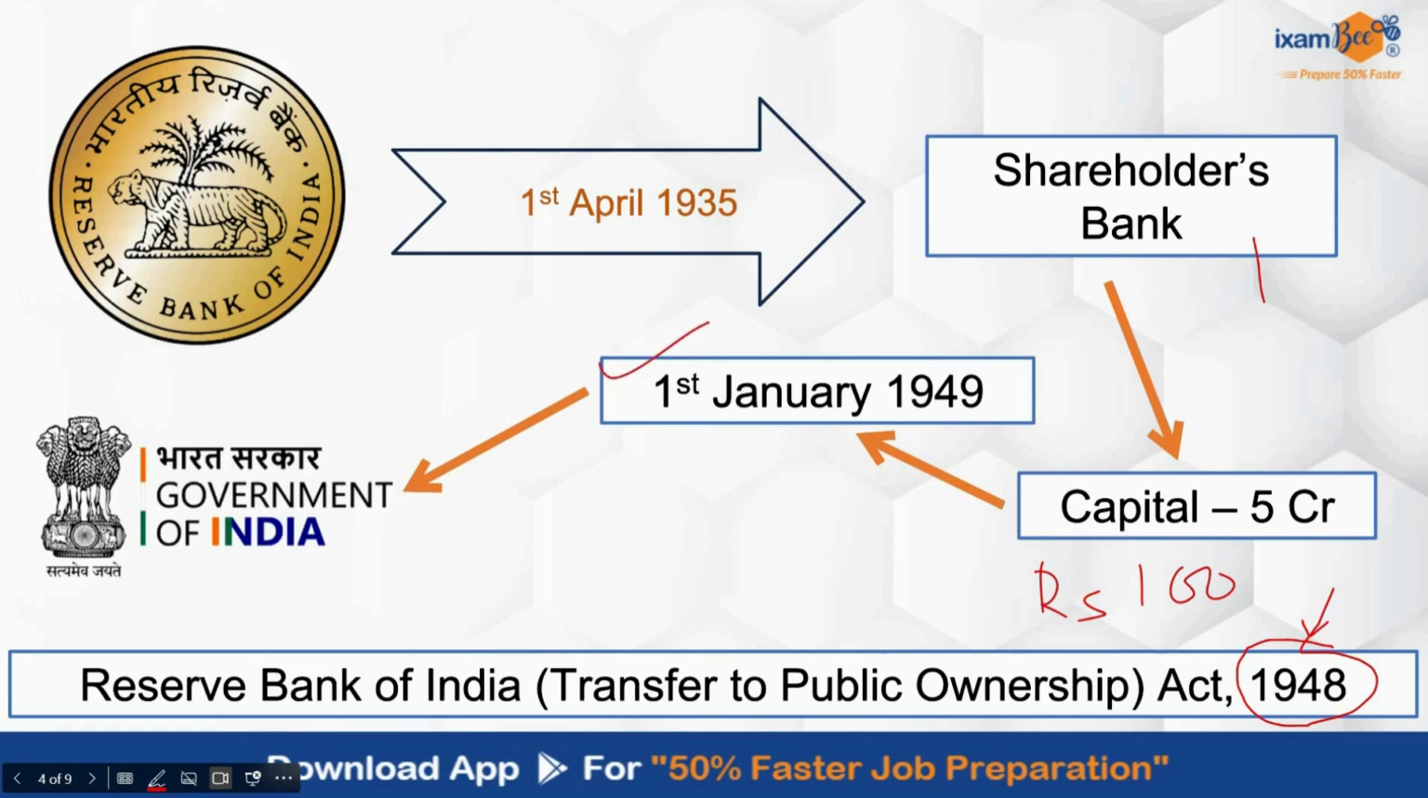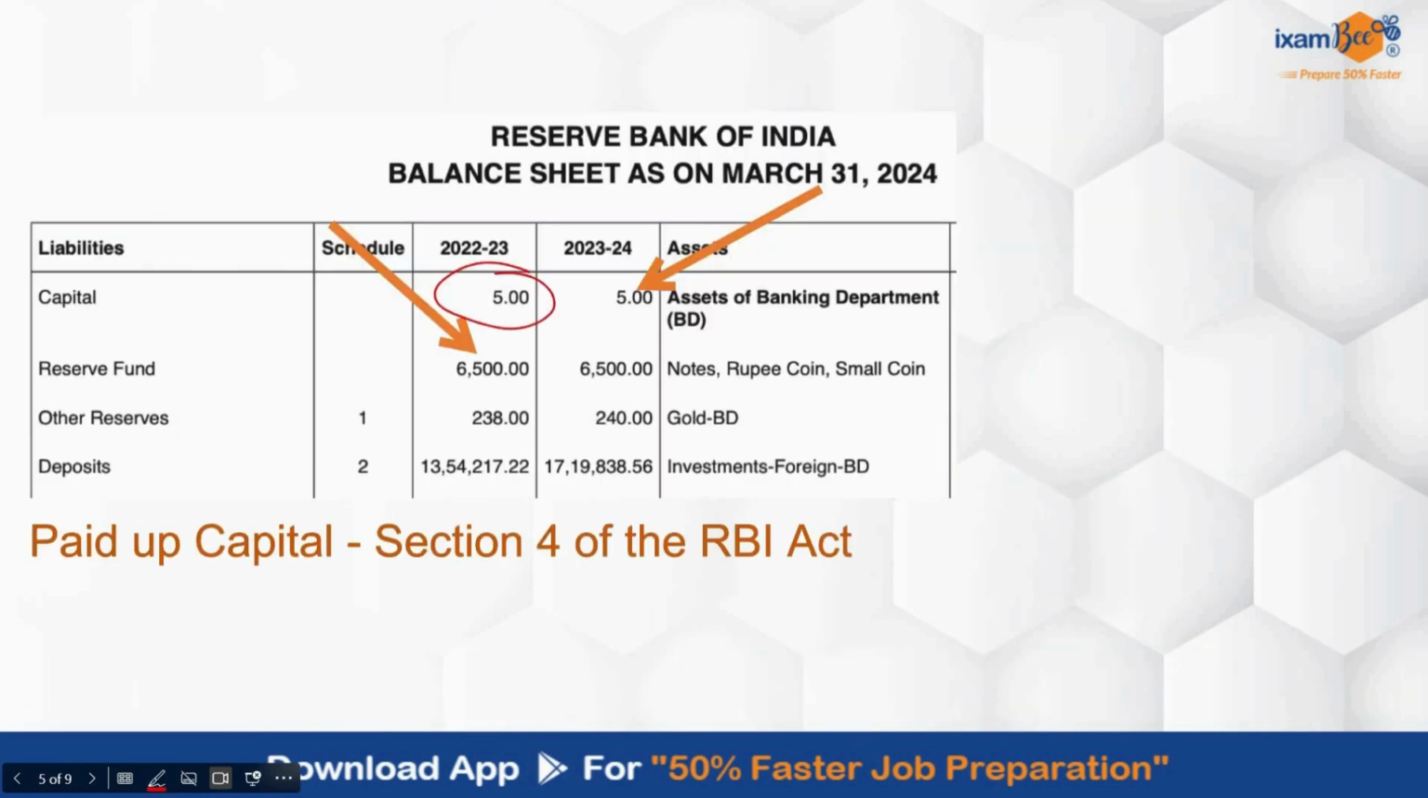From 1st January 1949, so the Act is of 48, but RBI became a nationalized bank, 100% ownership of the Government of India from 1st of January 1949. This capital base remained 5 crore. What was RBI doing in this time?